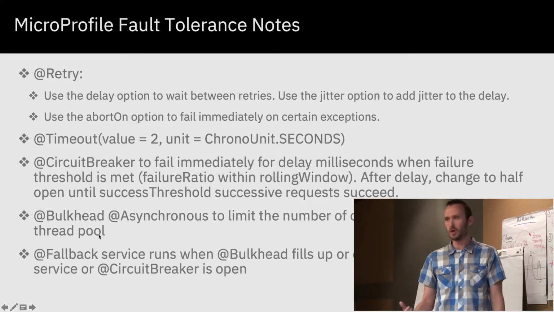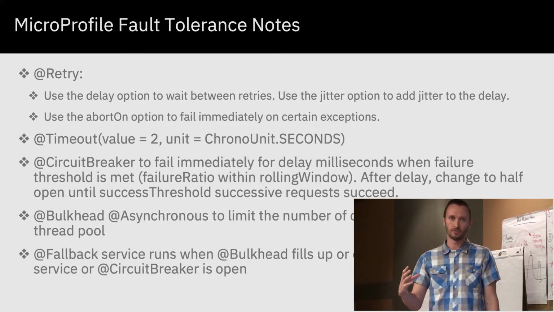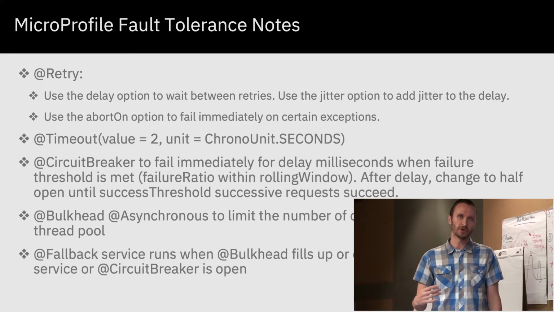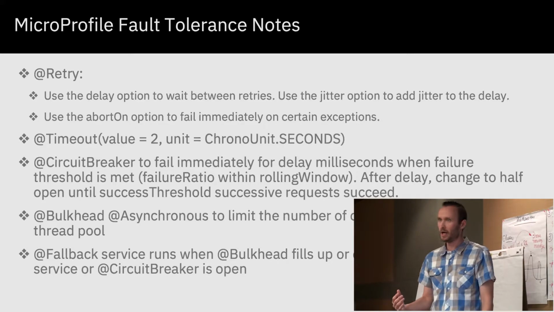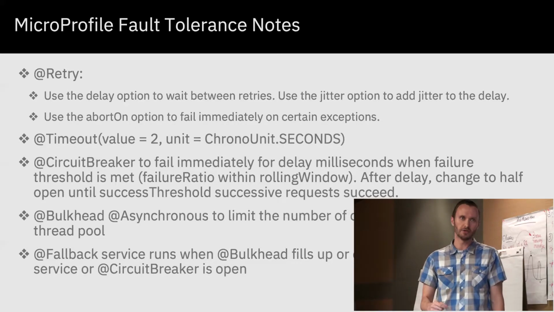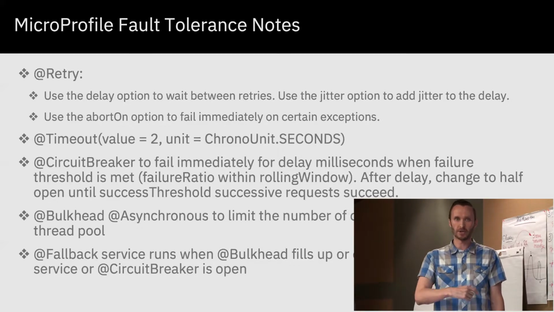Bulkhead is a quick way to throttle a service. You can say, for example, no more than 30 concurrent requests to a service. And once it hits that limit, you can control whether it throws an exception or calls a fallback service.